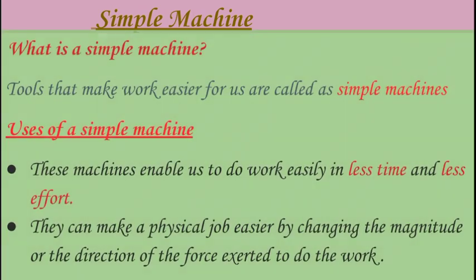So what is a simple machine? That is what we are going to know about. Tools that make work easier for us are called simple machines. Uses of simple machines: these machines enable us to do work easily, in less time and with less effort. They can make a physical job easier by changing the magnitude or the direction of the force exerted to do the work.